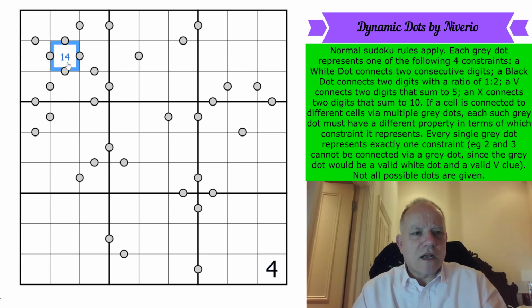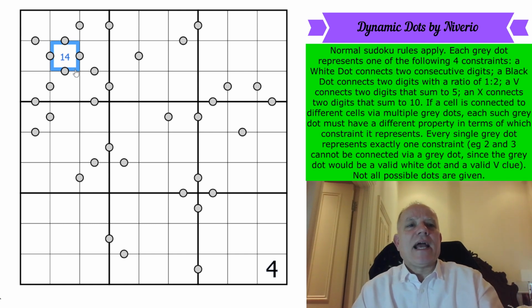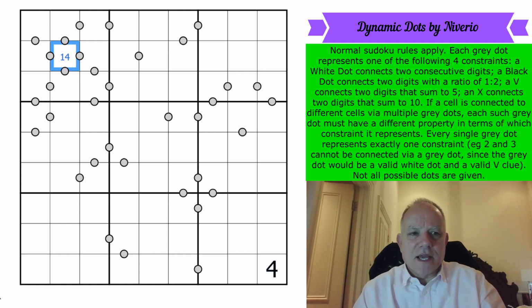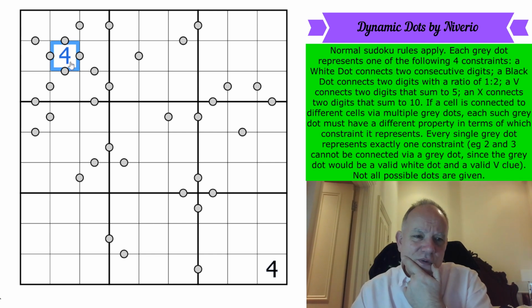Now the central cell can't be 1 because that cannot connect on a white dot, because it would be the same as a black dot. White dot and black dot would be the same, 1, 2. So there is no 1 possibility with either a white or a black dot. So that's a 4.